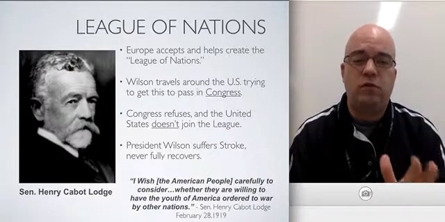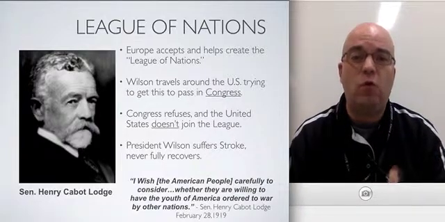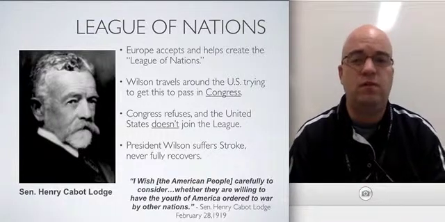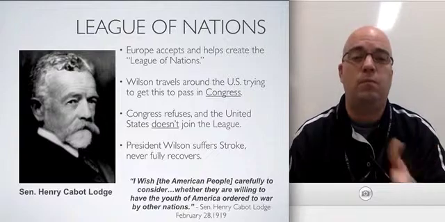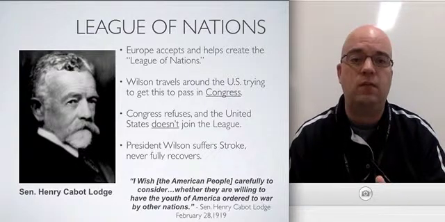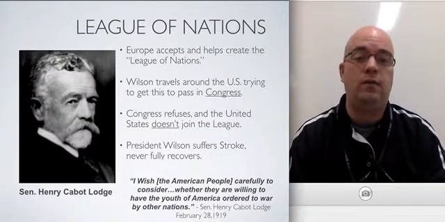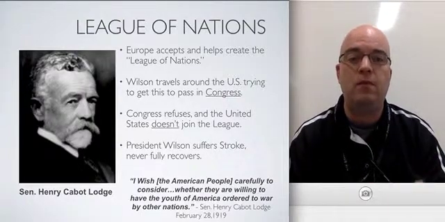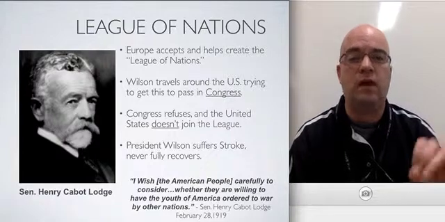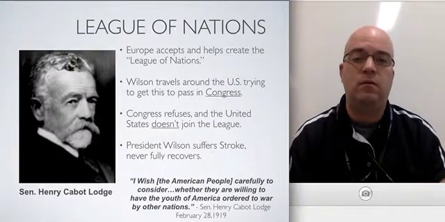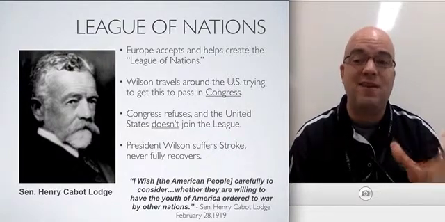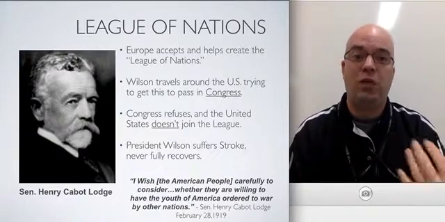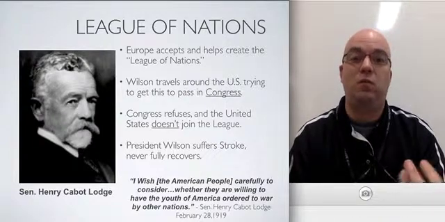Wilson really tries to push hard for this, but unfortunately he suffers from a horrible stroke and never really fully recovers throughout the rest of his presidency. And he's not able to help push the country behind this League of Nations effort, and it fails. And so the United States never does join the League of Nations. It primarily is a European organization with some countries in Asia and some other places around the world, but the United States never does join, which is going to be kind of a foreshadowing of things to come as we get into World War II.